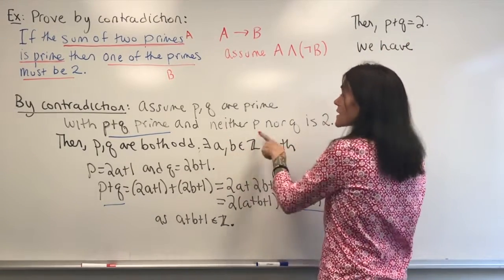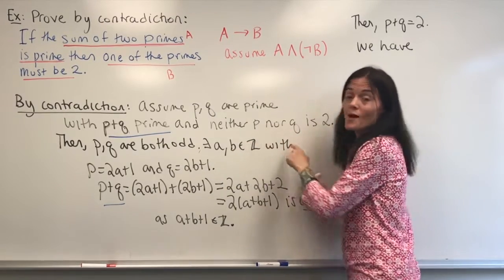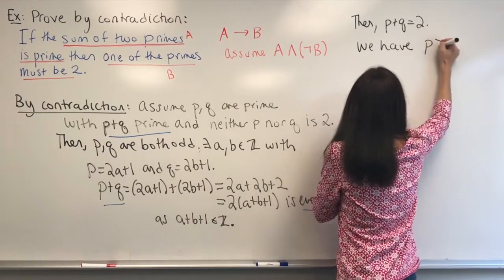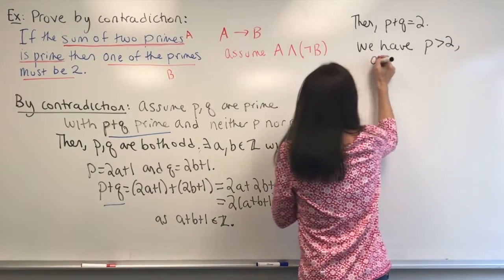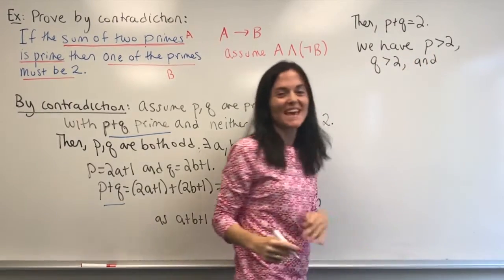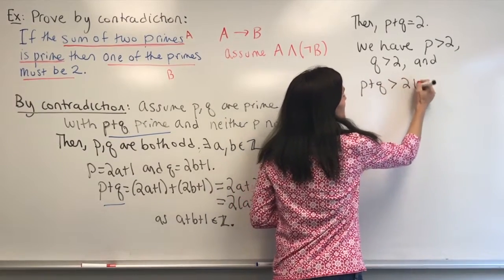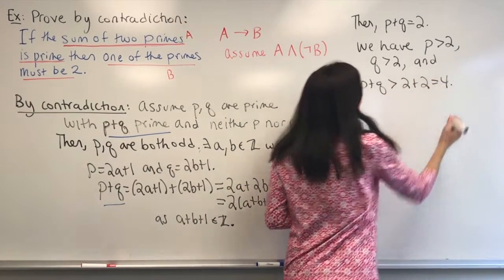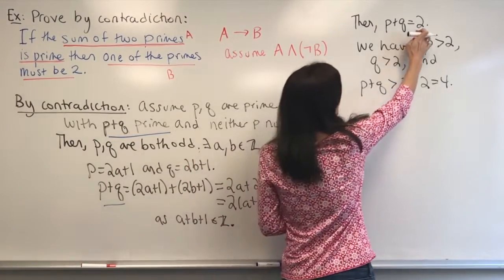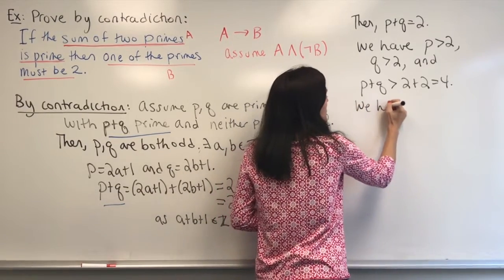Because let's look at our assumptions. These two are both prime, P and Q, neither one is 2. So P must be strictly bigger than 2, and Q must be strictly bigger than 2. And then P plus Q must be strictly bigger than 2 plus 2, which is 4. This is definitely a contradiction because it says that 2 must be strictly greater than 4. We have a contradiction.